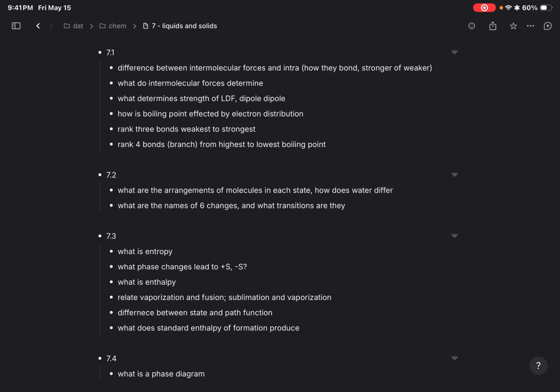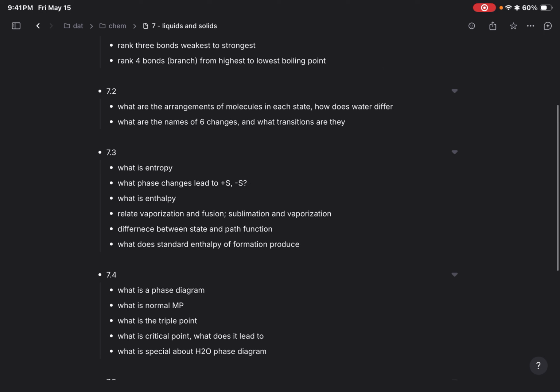The four bonds branch from highest to lowest. The thing with branches is that if you're branched, then you have less common surface area, so you have lower LDF compared to an unbranched one. So that's the main difference. I don't know what it means by rank 4. Maybe, okay, so you got LDF. LDF would again be the weakest, with branched as the weakest, then unbranched as the second weakest, and then you're going to go to ionic. You're going to have dipole-dipole, and then hydrogen bonding.